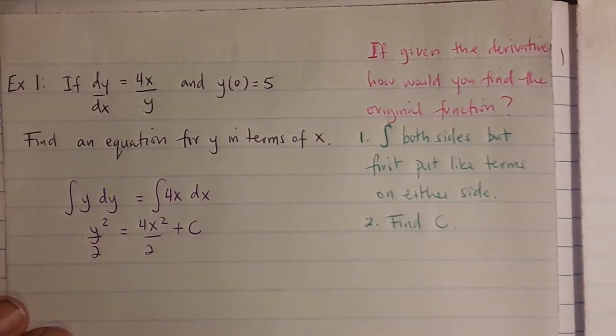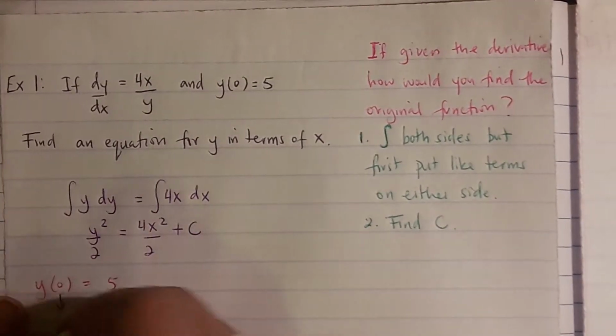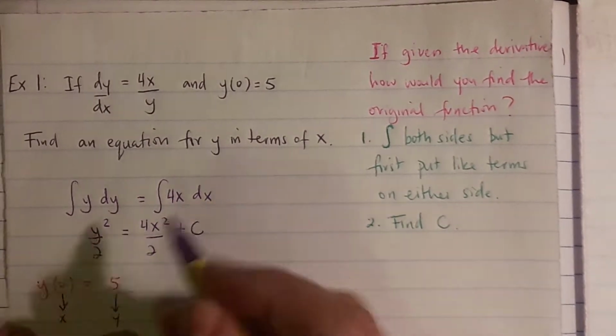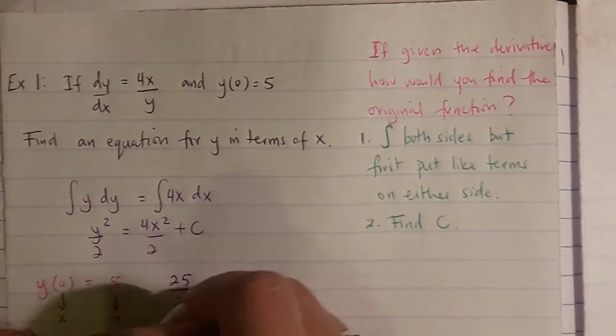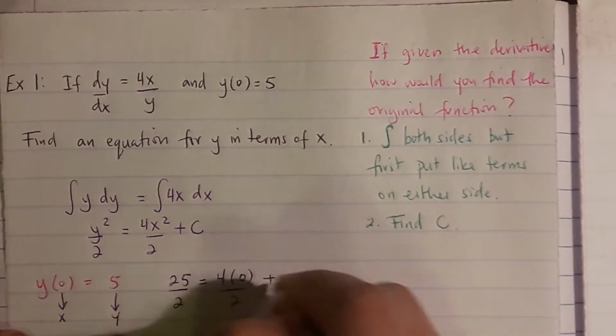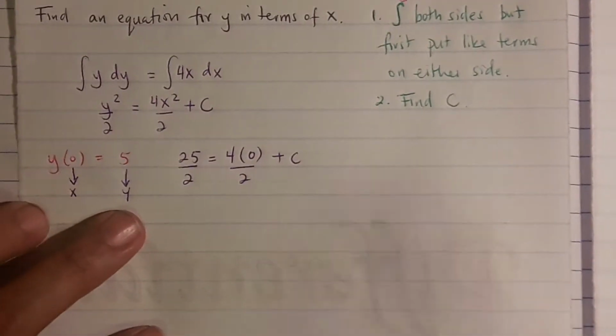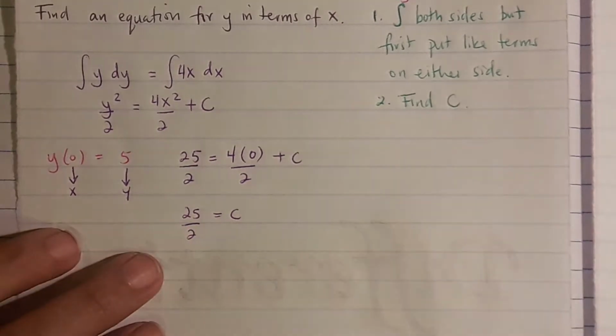So remember, y of 0 is equal to 5. The 0 represents the x value, and the 5 represents the y value. So just plug those in. So you're going to get 5 squared, which is 25, divided by 2, is equal to 4, and what's x? x is 0, so 0 squared over 2 plus c. So that goes to 0, so that's 25 over 2 is equal to c.